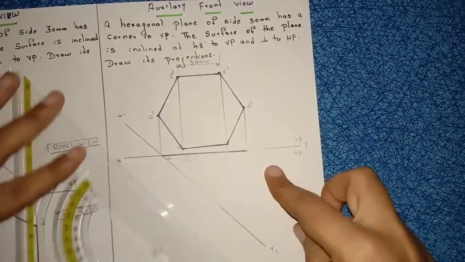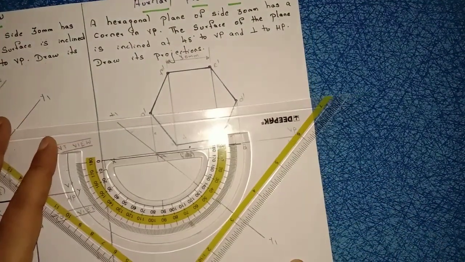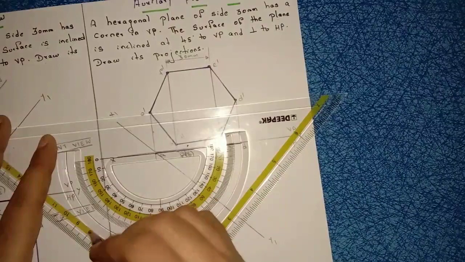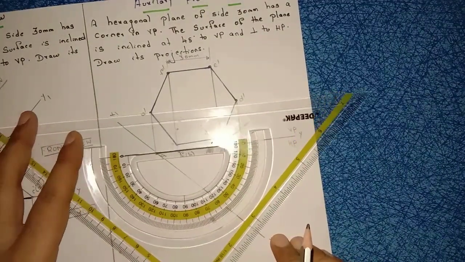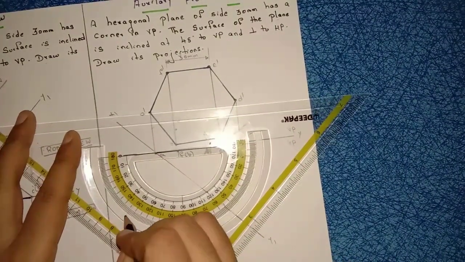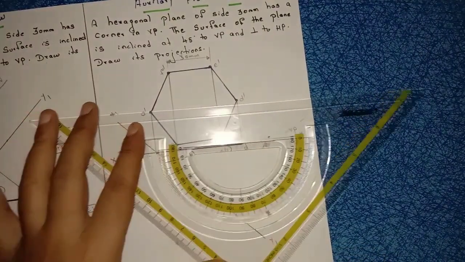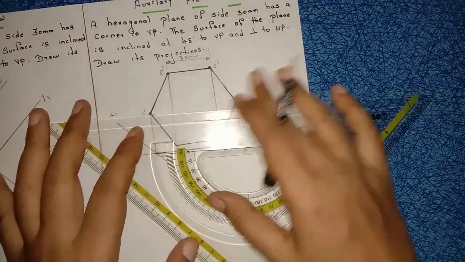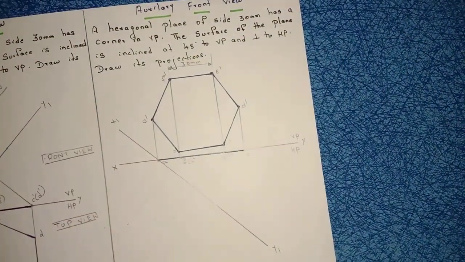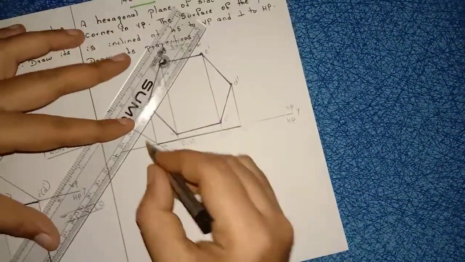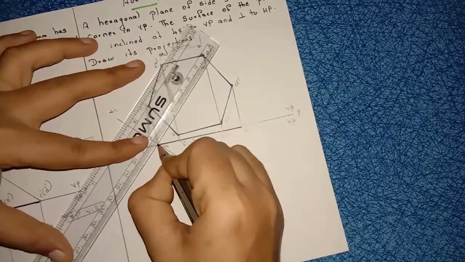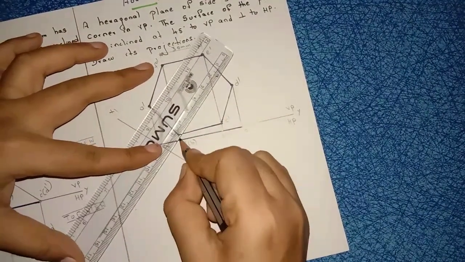Again, same process from A point, take 45 degrees. From B point, take 45 degrees. From C point, take 45 degrees. From D point, take 45 degrees. From every corner of the hexagon, you should take 45 degrees and draw the line.